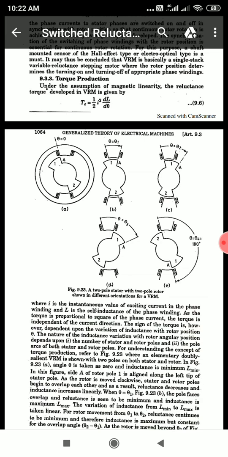The torque produced in a switched reluctance motor is given by the equation T = half i square dL by d theta, where i is the instantaneous value of exciting current in the stator phase winding and L is the self-inductance of the stator phase winding. Here we can see that torque produced is directly proportional to i square. It means that torque is independent of the direction of current. But the direction of torque depends on the rate of change of self-inductance with respect to rotor position.